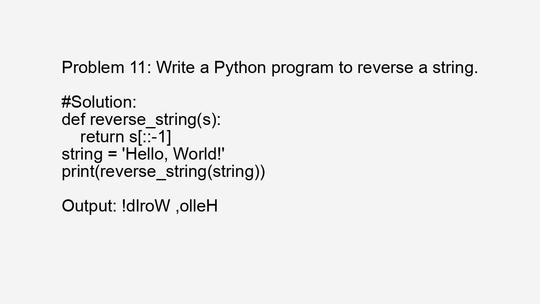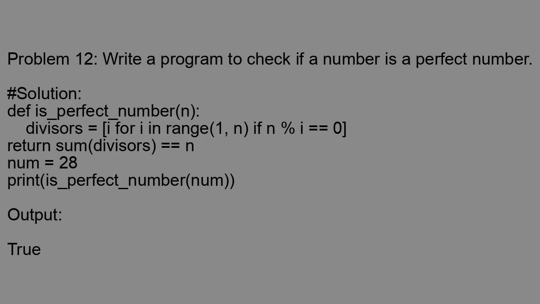Problem 11. Write a Python program to reverse a string. # Solution. def reverse_string(s): return s[::-1]. string = 'hello world'. print(reverse_string(string)). Output: dlrow olleh.